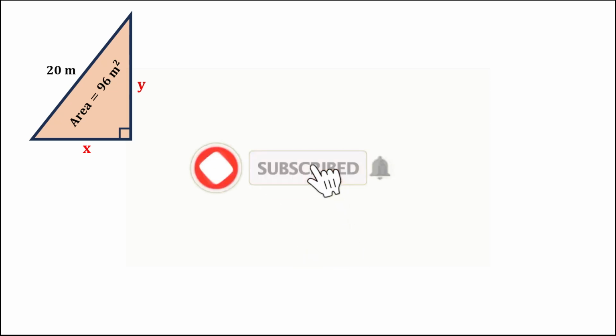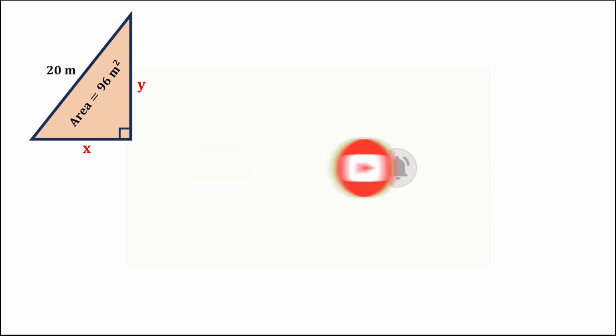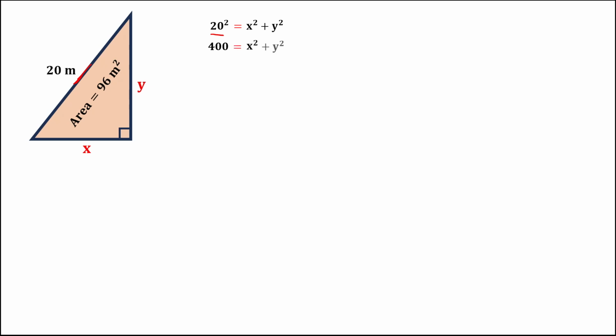Okay, so let's solve this problem. To solve for x and y from this given, since this is a right triangle, using the Pythagorean theorem, and this is the hypotenuse, we have 20 squared equals x squared plus y squared. To simplify, 20 squared is equal to 400, so 400 equals x squared plus y squared. This will be our equation number 1.